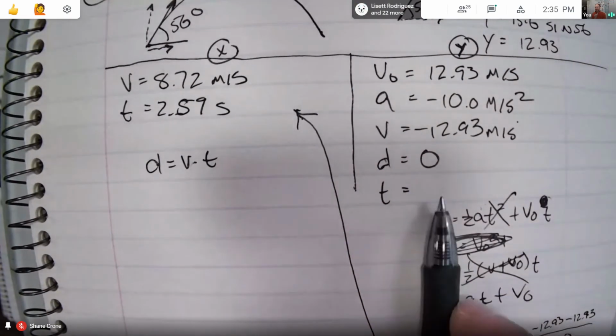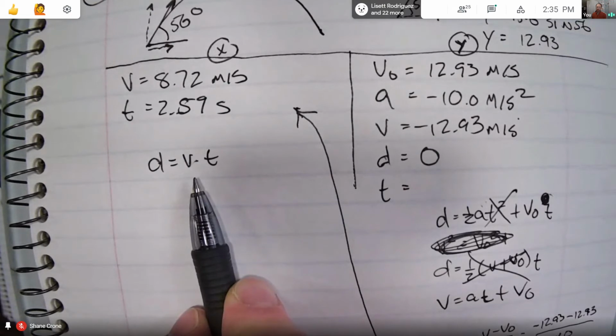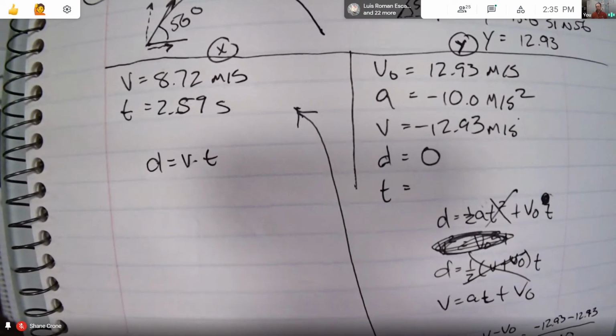Just like on this side, I cannot use d is equal to 1/2 at squared plus v naught t. That's also not going to work because it's not accelerating. It's not a valid equation. It's not designed for that situation, and it will not give you a valid result for that situation. So this is a great place to put extra emphasis on distinguishing between constant velocity or constant acceleration, and which equations you use depending on whether it's accelerating or not. That's a question you must ask yourself. Is it accelerating or is it traveling at a constant velocity?